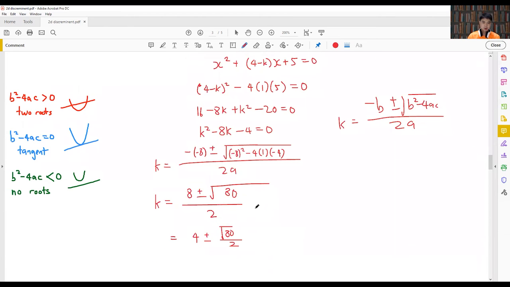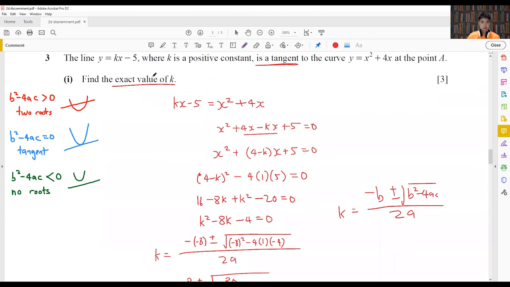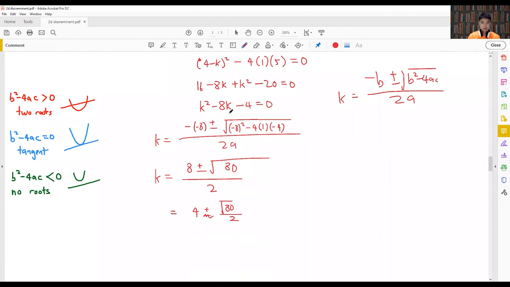Since it is a positive constant, square root 80 over 2 is supposed to be 4.4, that's why we will not accept the negative value here, because they are asking for the positive constant, right? Then the final answer should just be 4 plus square root of 80 over 2. If we type this into the calculator, this would roughly be 8.4. But if we did minus, it would result in a negative answer. So this is the only acceptable answer.